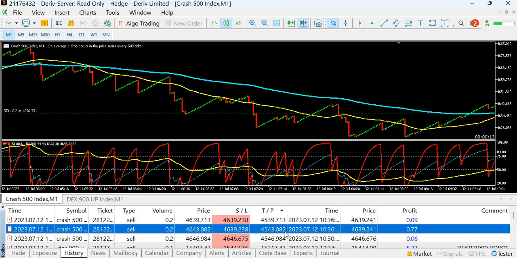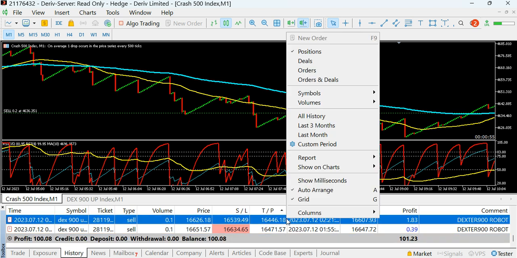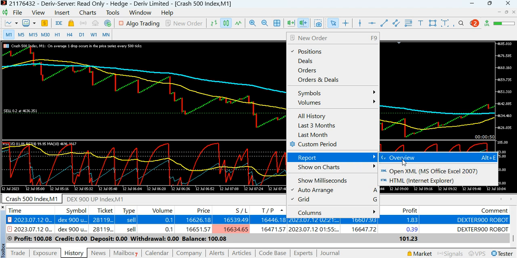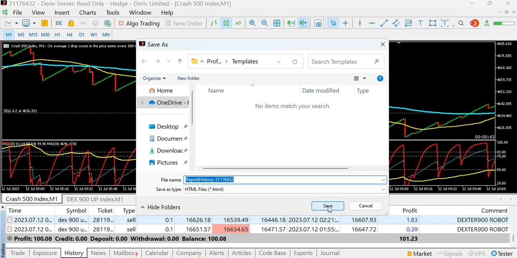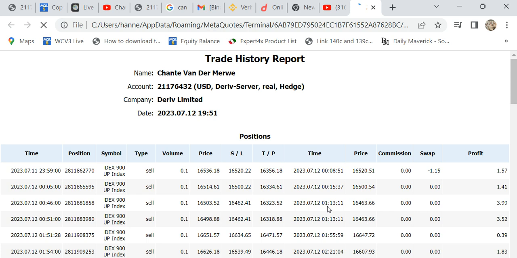So if we want to do a detailed statement of the day, by the way, the End key takes you to the bottom and the Home key to the first one. So there's the End key. If I want to see a detailed statement for today only, because this is what I'm seeing here now, I'll just right click on the thread, and there you've got Report, and you've got Overview, Open in Spreadsheet, or Open in HTML. I prefer HTML, and you save it.